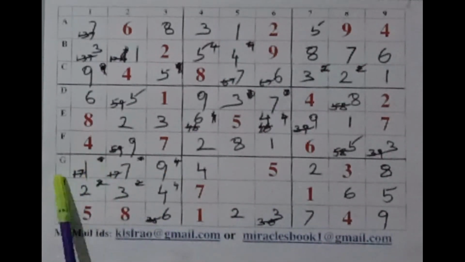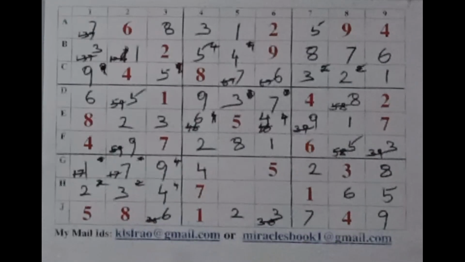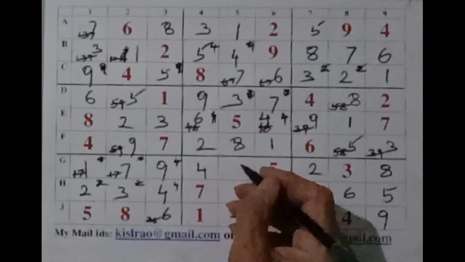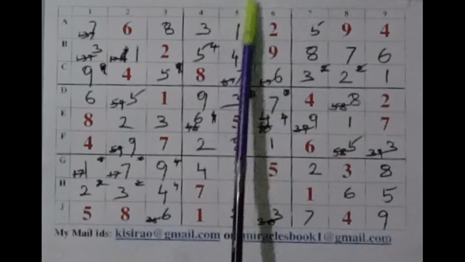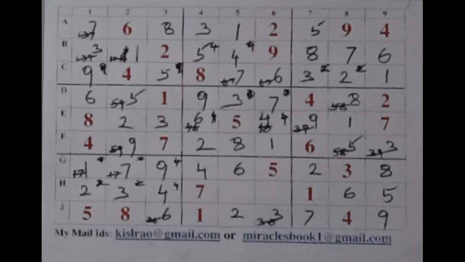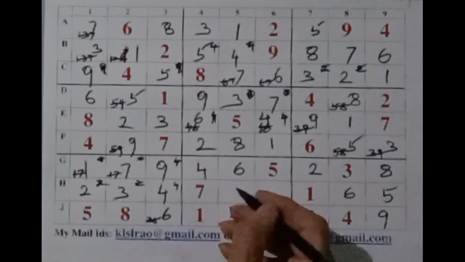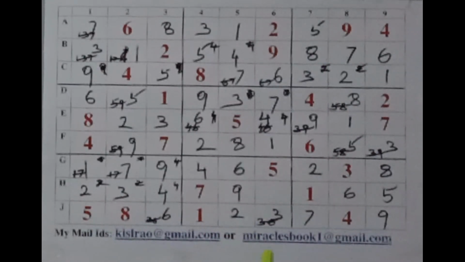Okay. Now this row G incidentally has got only one vacancy. That is for number 6. And the last vacancy in this column is clearly for number 9. Oh yeah. And I think we have come to the last cell for the puzzle. This cell. What is the number required? 1, 2, 3, 4. Everything is there except number 8.